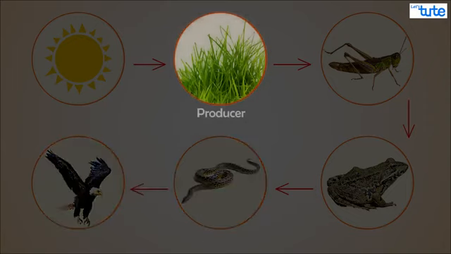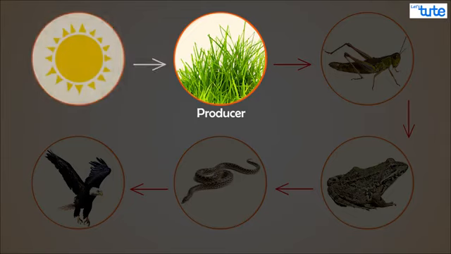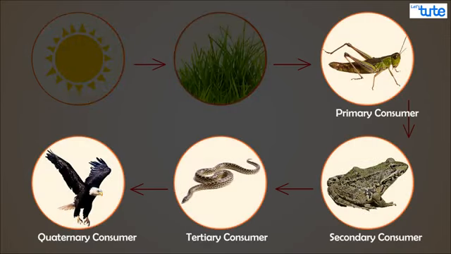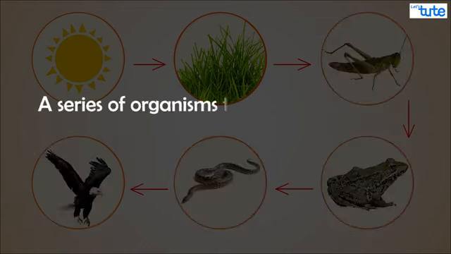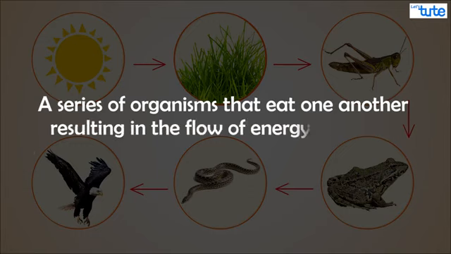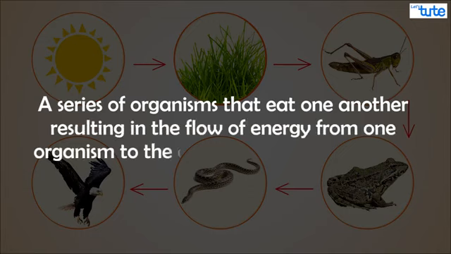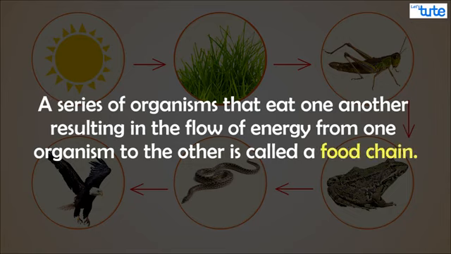Here, the grass is a producer. It obtains the energy from the sun to produce its own food. And all other organisms which feed on each other are the consumers. Thus, a series of organisms that eat one another, resulting in the flow of energy from one organism to the other, is called a food chain.